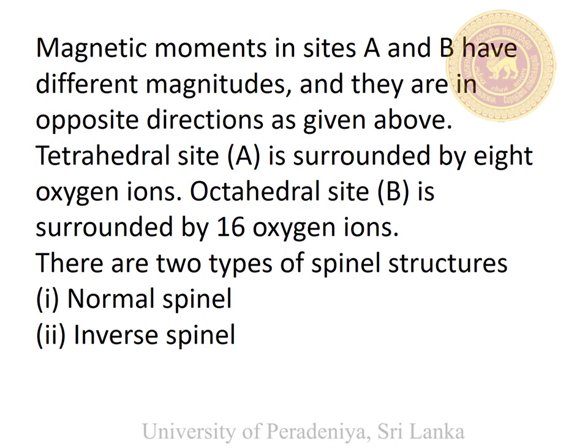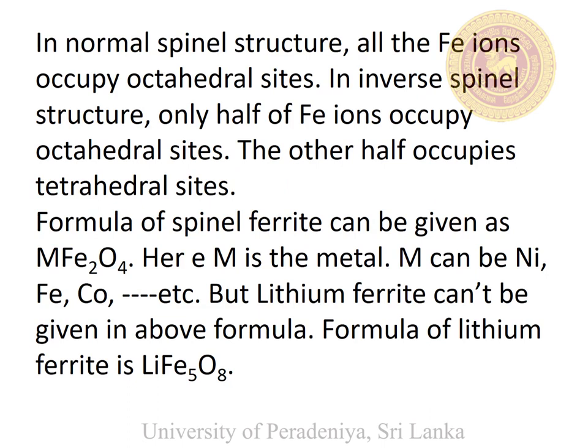Tetrahedral site is surrounded by 8 oxygen ions. Octahedral site is surrounded by 16 oxygen ions. There are two types of spinel ferrites called normal spinel and inverse spinel. In normal spinel structure, all the ions occupy octahedral sites. In inverse spinel structure, only half of the ions occupy octahedral sites. The other half occupies tetrahedral sites.